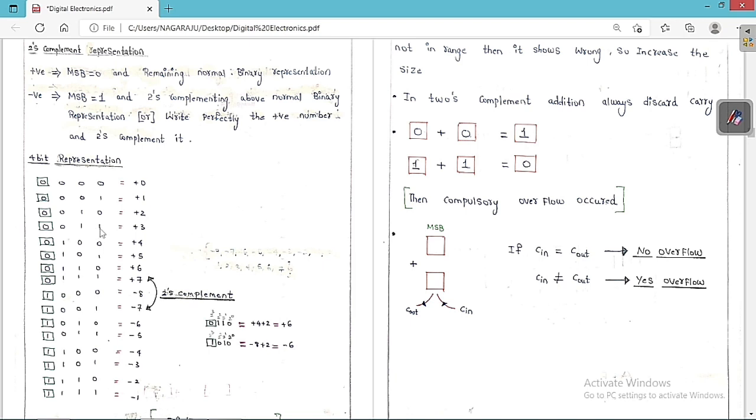Now we have to do the 2's complement of this plus 3. How to do this? If you want to do the 2's complement, we must not change anything up to the first 1, starting from the right side. After that, we have to do the complement. You can see clearly, going from this side to this side, this is the first 1. After this, you complement the remaining bits. So therefore this is 1101.